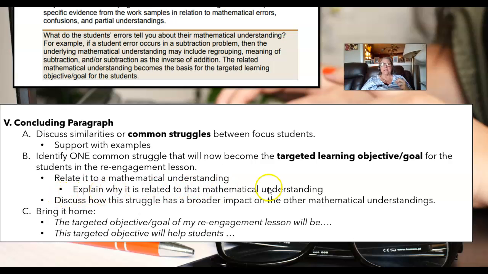Explain why it's related to that mathematical understanding. Why do you think they're having trouble with the associative property? Why do you think they're having trouble with regrouping? Then discuss how this struggle has a broader impact on other mathematical understandings. Then you're going to bring it home. You've been leading up to talking about this targeted learning objective, so now just go ahead and introduce it. The targeted objective goal of my re-engagement lesson will be, and this is going to help students, da da da.